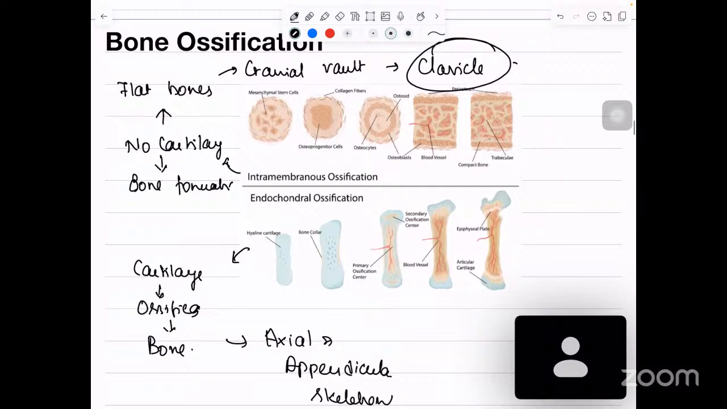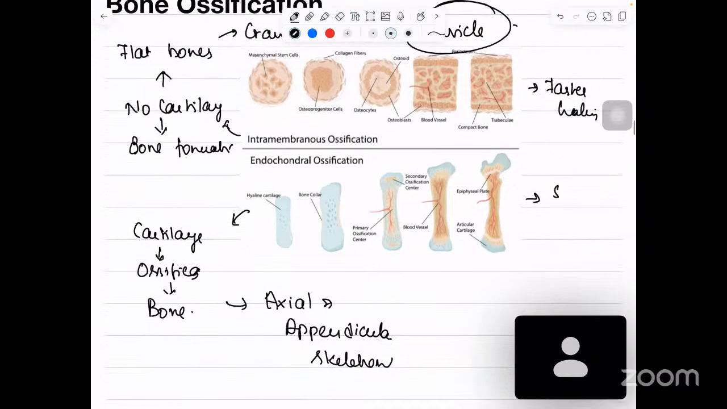Intramembranous ossification, it will be a faster healing. Enchondral ossification, there will always be slow healing தான் நடக்கும். Okay, so this is the difference between two bone ossifications.